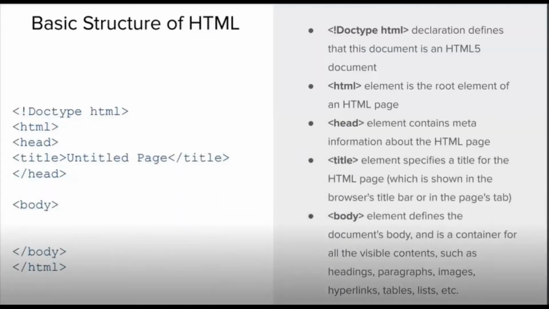So let's understand the basic structure of HTML, where the doctype declaration defines that this document is an HTML5 document. The HTML element is the root element of an HTML page. The head element contains meta information about the HTML page. The title element specifies a title for the HTML page, which is shown in the browser's title bar or in the page tab. The body element defines the document's body and is a container for all visible content such as headings, paragraphs, images, hyperlinks, tables, lists, etc.